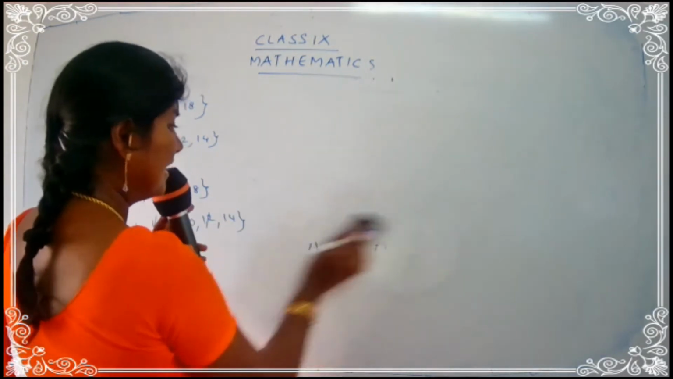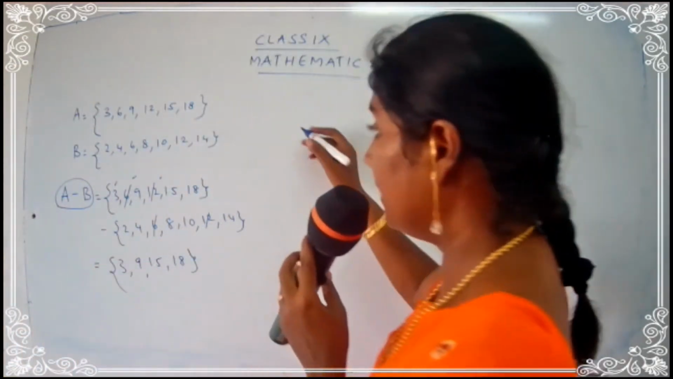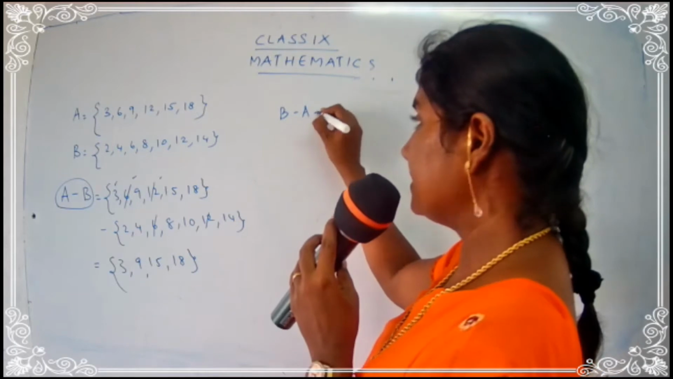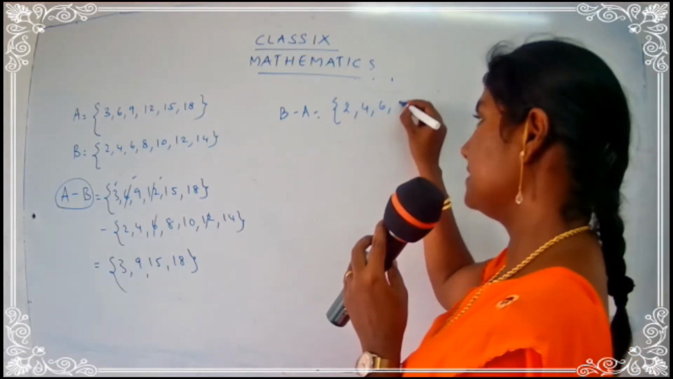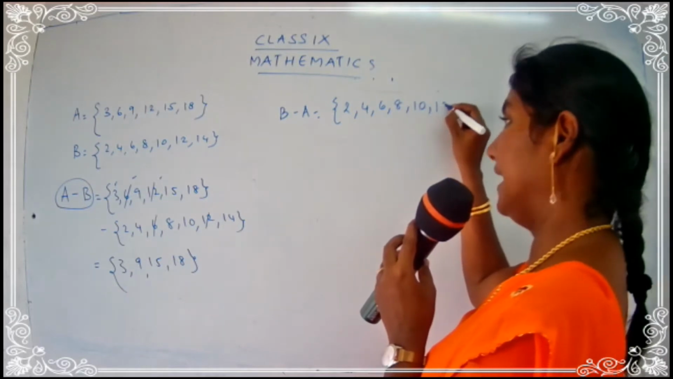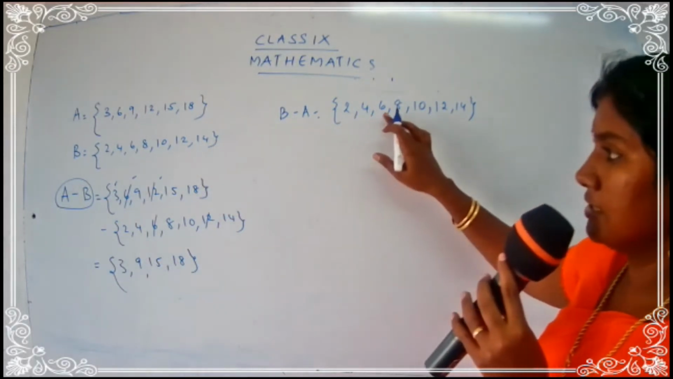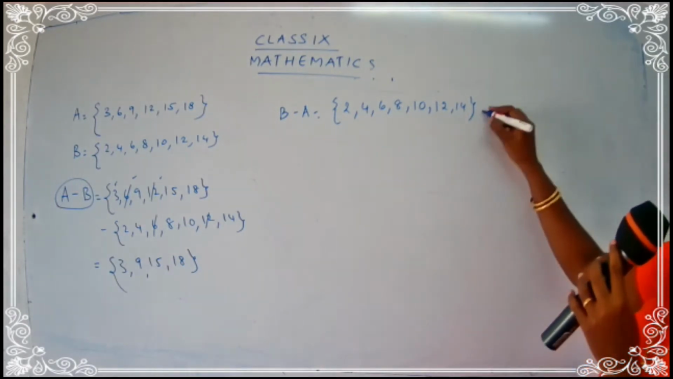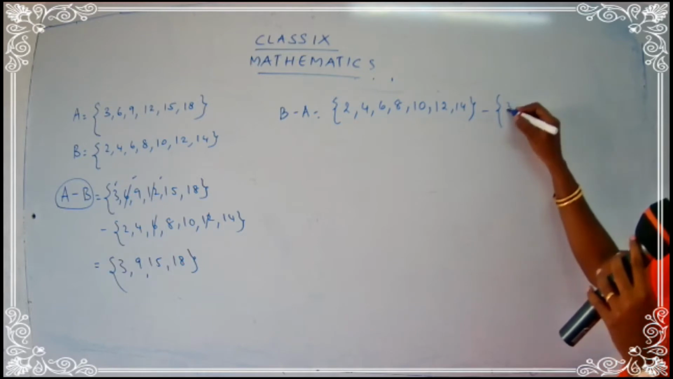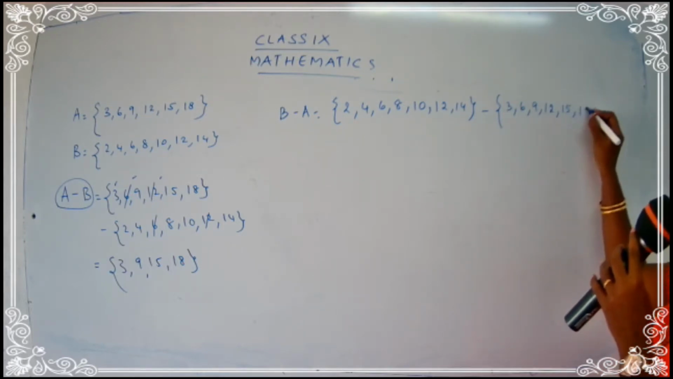Now similarly, we are going to find out B minus A. B minus A is equal to, what is B? 2, 4, 6, 8, 10, 12, 14. Minus, what is A? 3, 6, 9, 12, 15, 18.